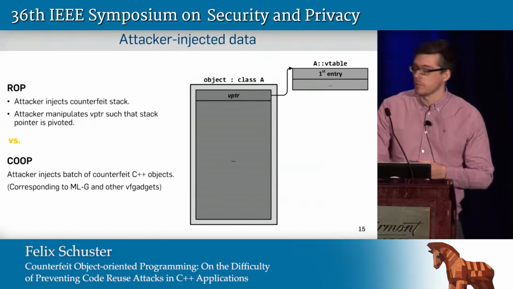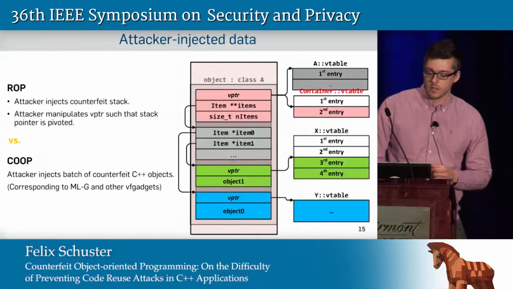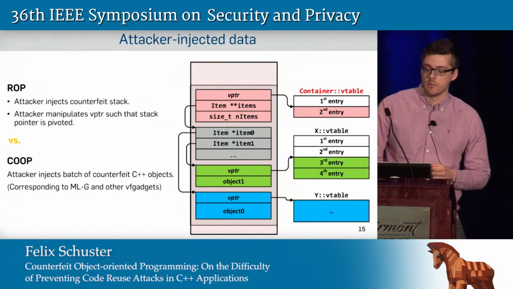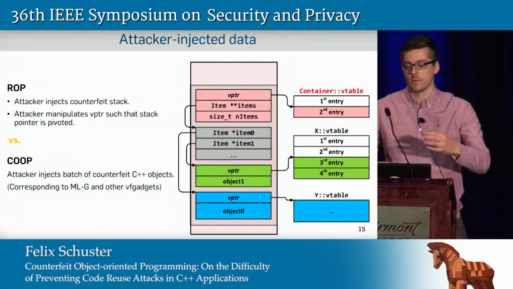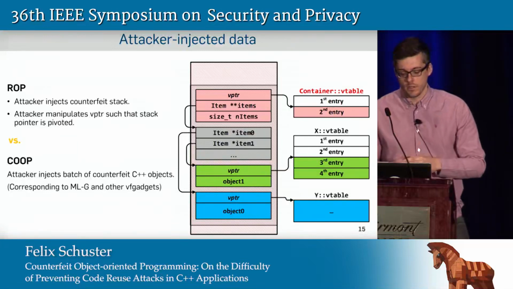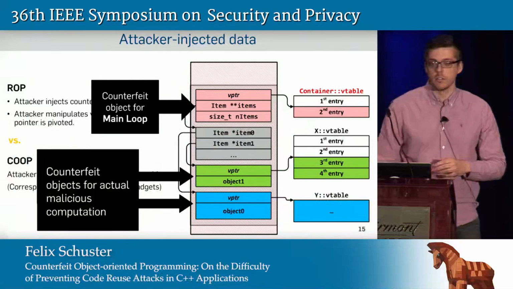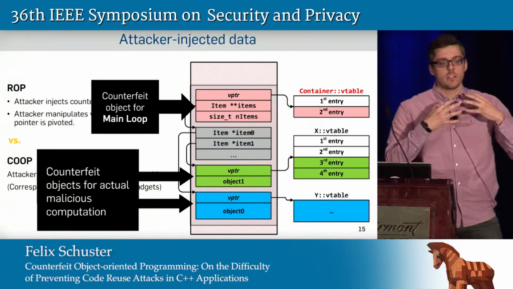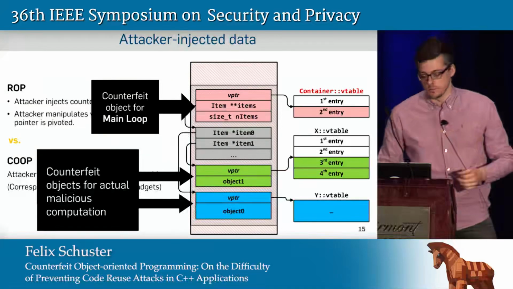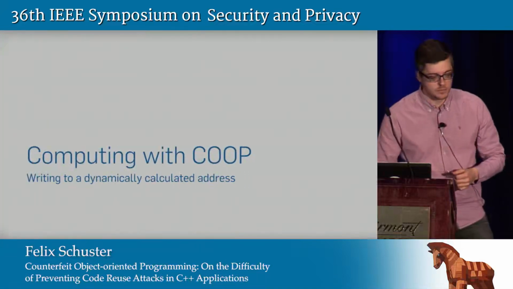Imagine we have an object here. We can overflow into this object. Then the attacker rewrites the VPTR of this object such that the main loop gadget is executed the next time a virtual function is invoked on that object. And we also inject other counterfeit objects, the counterfeit objects that correspond to the actual VF gadgets that we want to execute to induce our malicious computation.